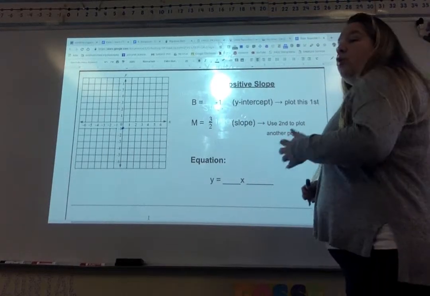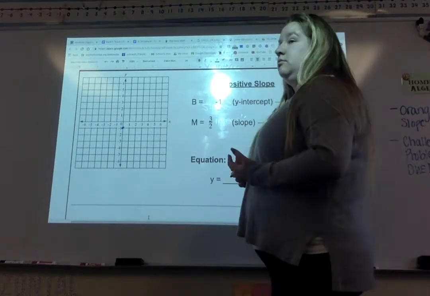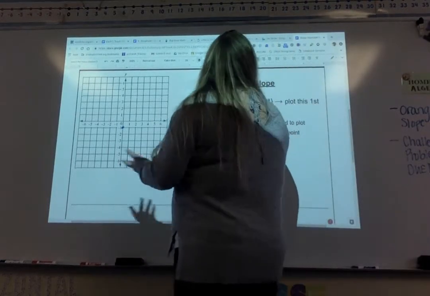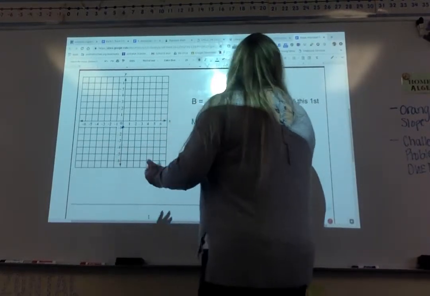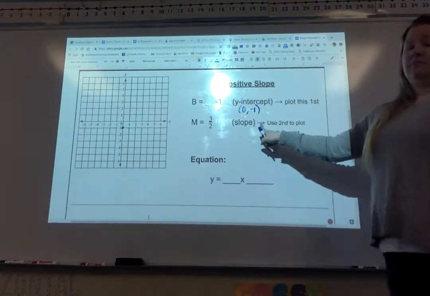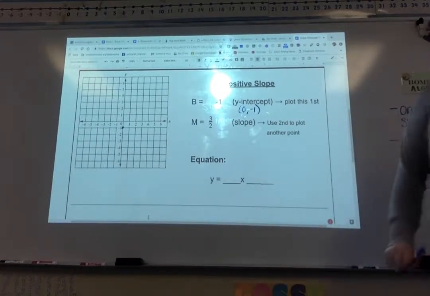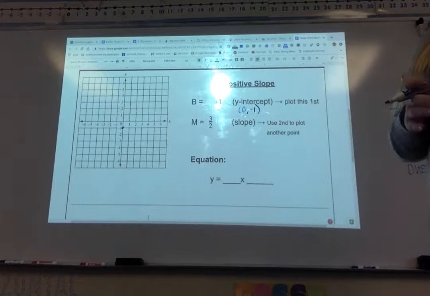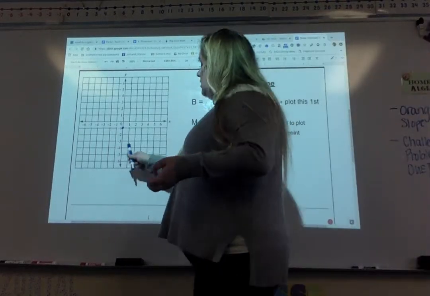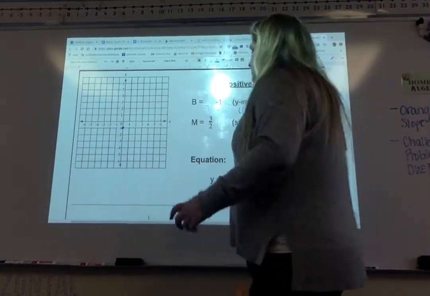What is the actual coordinate for this point? 0, 1, or 0, -1. So please write that underneath. Anytime you have a y-intercept, that x value is going to be 0, because it's on this middle line.